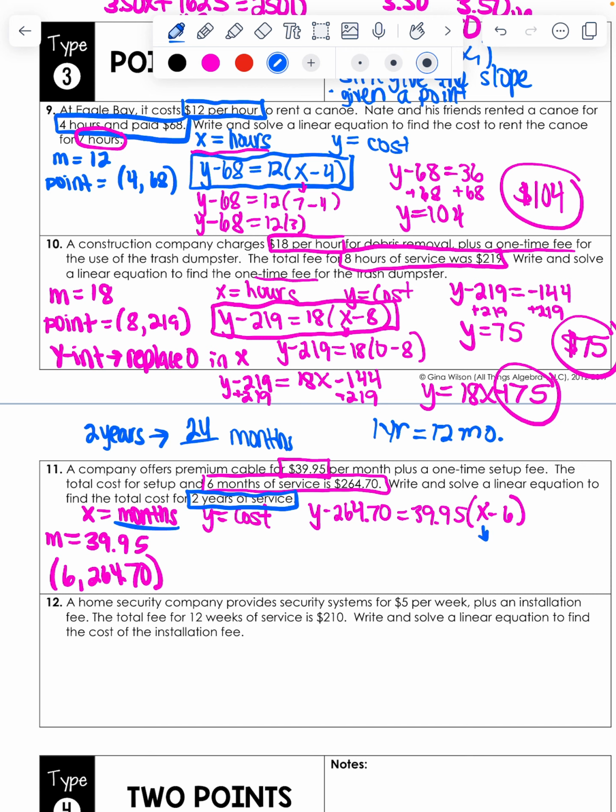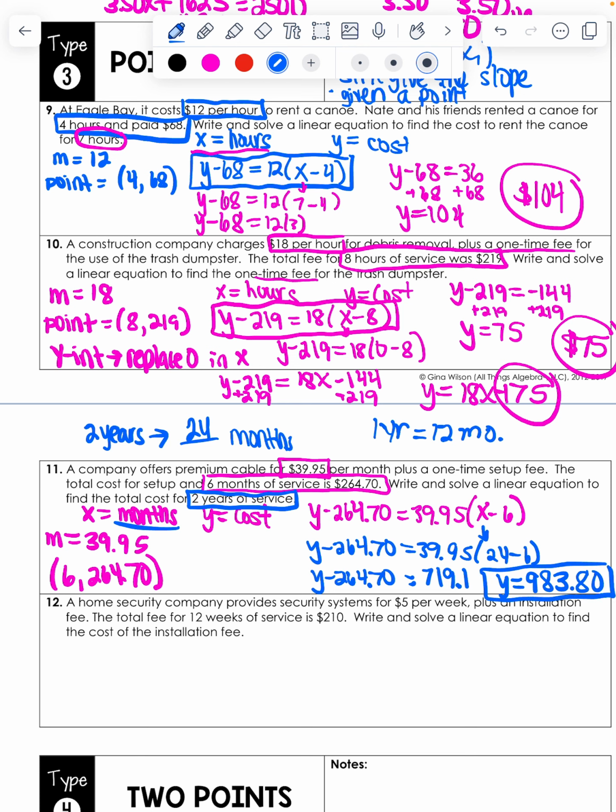So when we take X and replace it with a number, we have to be careful with this one. We're going to be replacing it with 24. So 24 minus 6 is 18. We're going to multiply 18 by 39.95. That's going to give me 719.1. And then we're going to add the 264.70 to both sides. And overall, we're going to get y equals $983.80. So it's going to cost $983.80 for the 2 years.